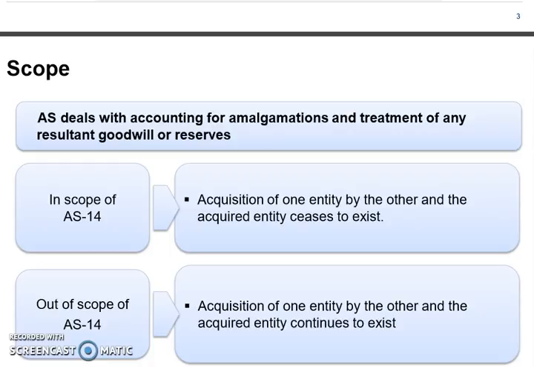As per AS14, what is out of scope is acquisition of any entity by another, where the acquired entity continues to exist even after that. So that is out of scope basically, that we are not going to read here. Now, by the above examples, what do you feel? Why does amalgamation actually happen? Why is there a need for amalgamation? Is there any need? What do you feel?